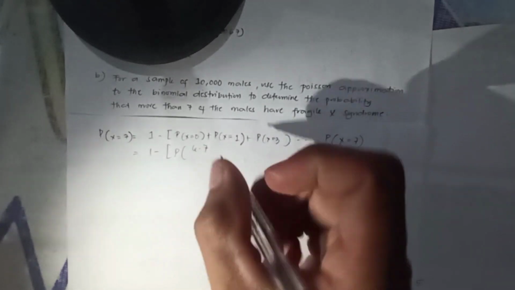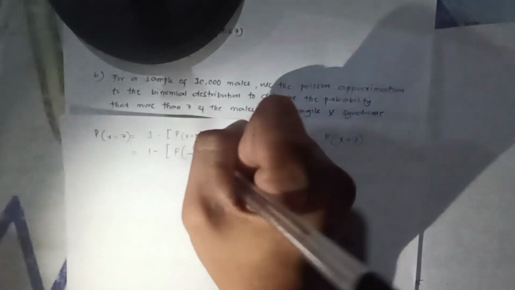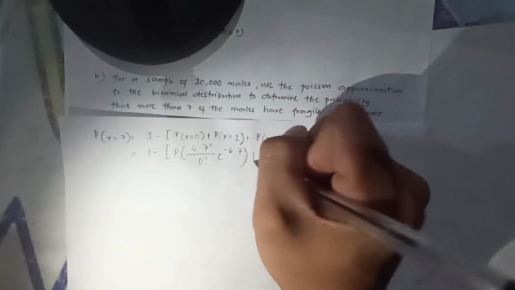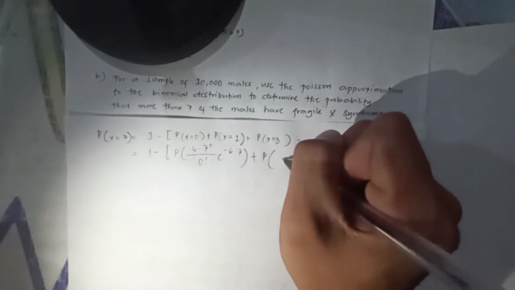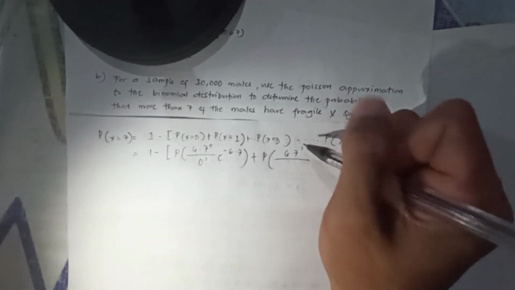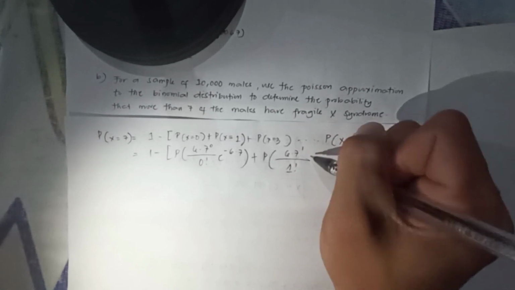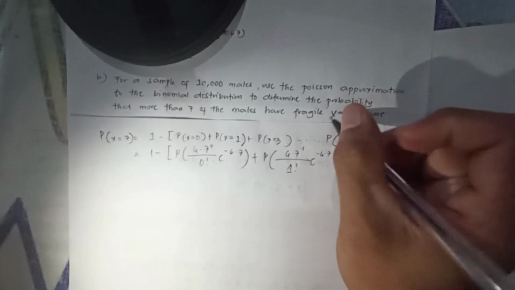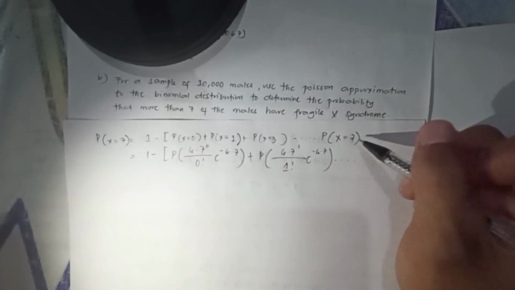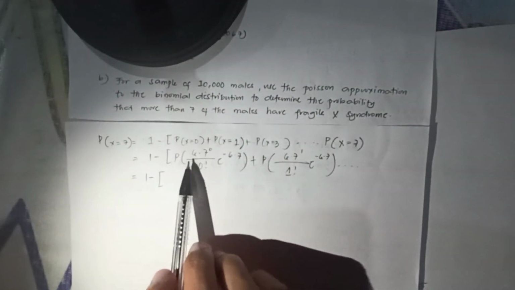How to get the P of X equals 0? So that is P, and then you multiply, 6.7, the answer of your question letter A, raised to 0, over 0 factorial, and then e raised to negative 6.7. And that is also the value of the another value of your X, which would be 6.7 raised to 1, over 1 factorial, e raised to negative 6.7. Then so on, going to X equals 7.